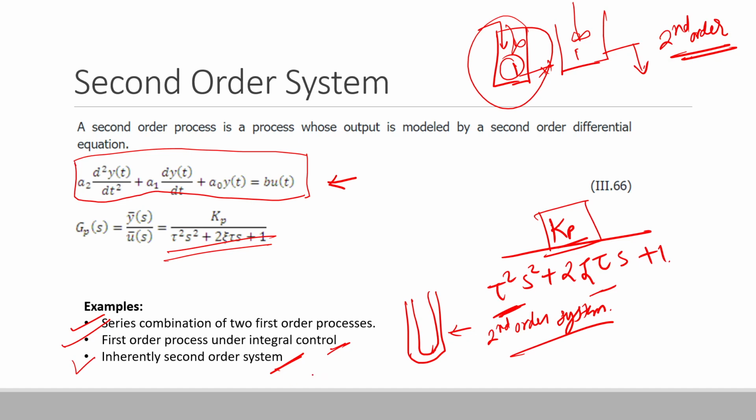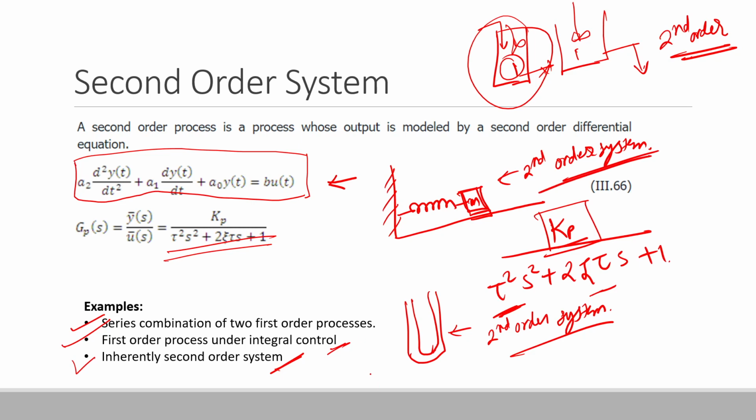Then similarly, a second order system can also be represented by a block that has been attached to a spring, and if we track the motion of this block, it is governed by a second order differential equation, so such a system also becomes a second order system. In general, inherently second order systems very rarely occur in chemical process control examples.